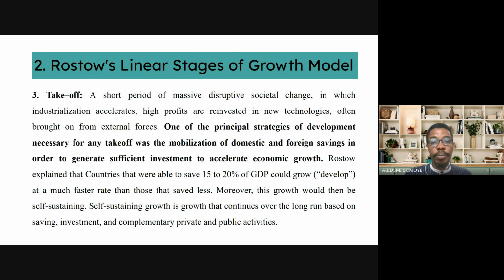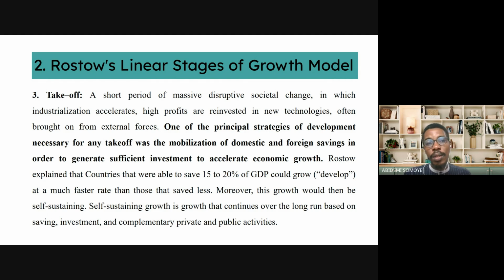All right. One of the principal strategies of development necessary for any takeoff was the mobilization of domestic and foreign savings in order to generate sufficient investment to accelerate economic growth. Rostow explained that countries that were able to save 15 to 20% of GDP could grow at a much faster rate than those who save less. Moreover, this growth will then be self-sustaining.